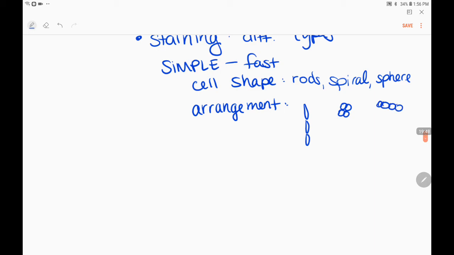Are they in chains? That's called strepto. Are they in grape-like clusters? That's called staphylo. This one is also a long chain arrangement, so that would also be strepto, and it could be tetrads, which are groups of 4. There are others also listed in the book. Arrangement is the product of cell division: cells not fully separating at the end of cell division gives them these different specific arrangements.